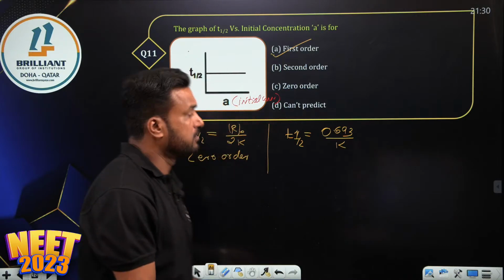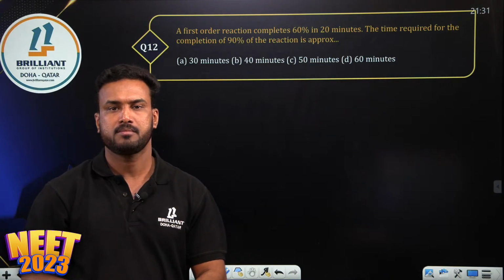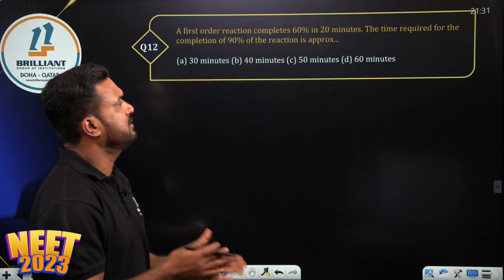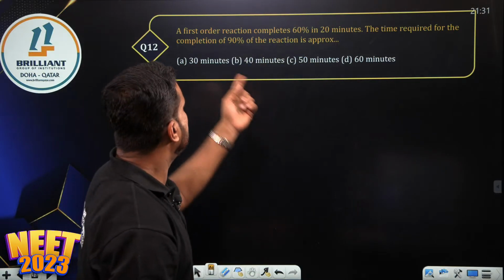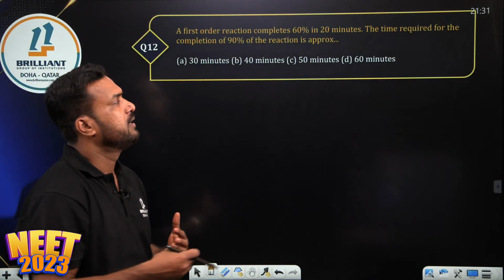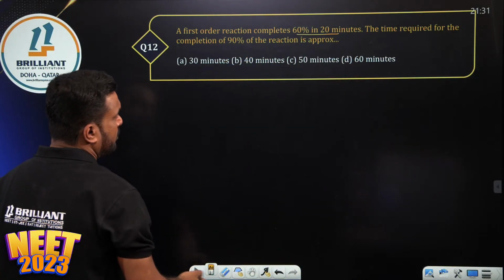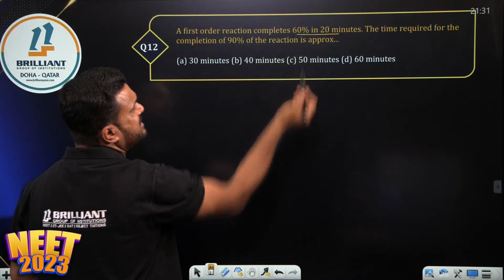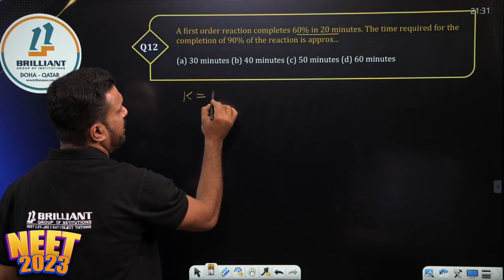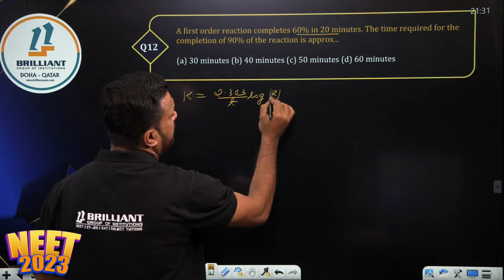All are sending the right answer. Now we will go to question number 12. A first order reaction completes 60% in 20 minutes. The time required for the completion of 90% of the reaction is approximately. The first part gives the hint to find the K value. We have the equation K is equal to 2.303 by T log R0 divided by R.